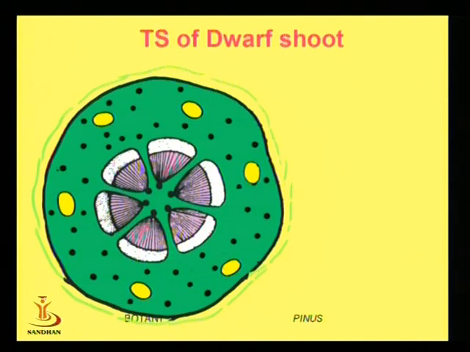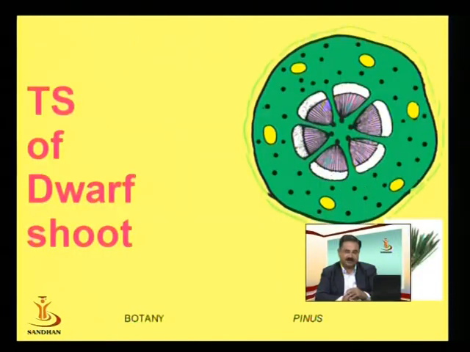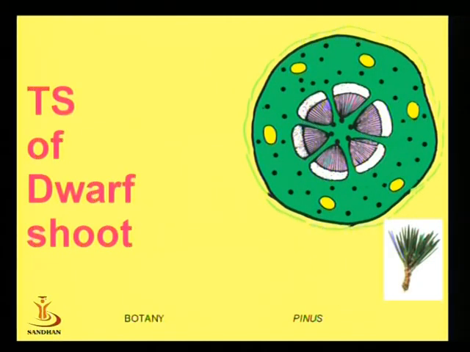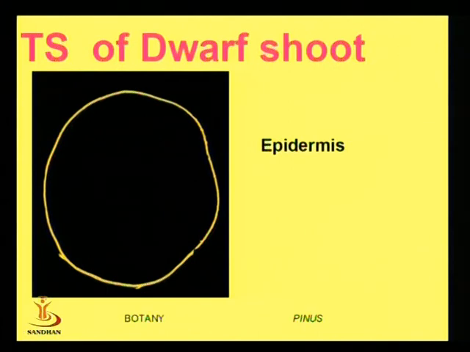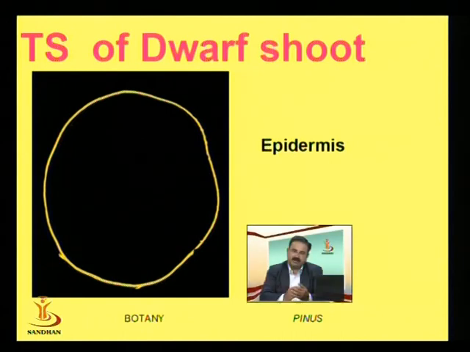Now when we take the section of the dwarf shoot, which is very small and with limited growth, we can see an entirely different structure, quite different in comparison to the long shoot, but there are certain characters which remain the same. There is no major difference in terms of anatomy. Here in the case of the dwarf shoot, the outermost layer is epidermis. Because it does not have a long life, because it has limited growth, it is not forming cork here, but the outermost layer is epidermis.